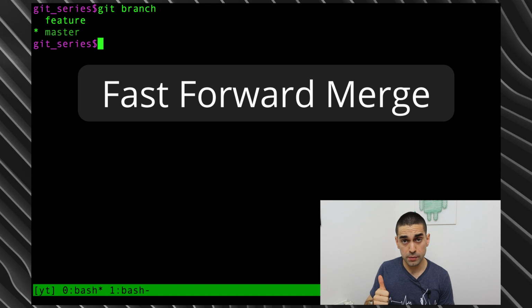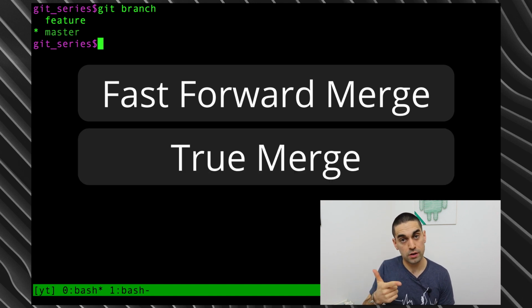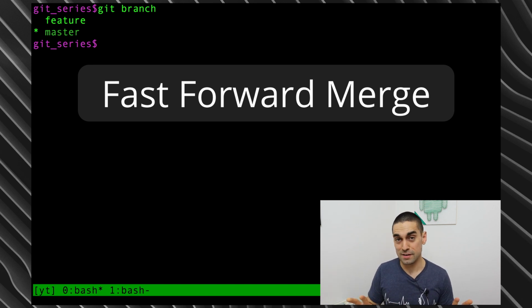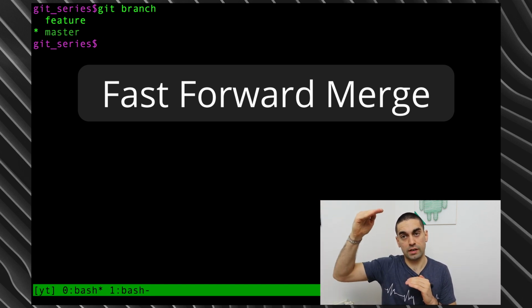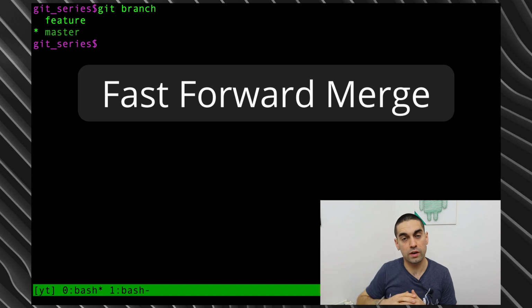A fast forward merge, which is a nice, incredibly easy merge, and then a true merge, which is sometimes easy, sometimes not. First of all, let's look at the fast forward merge. A fast forward merge is really simple. You can imagine it as though the branch that is being merged into is just fast forwarding. It's catching up with what it's missed.